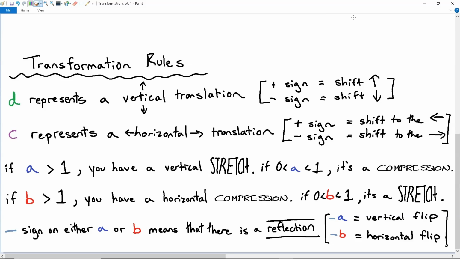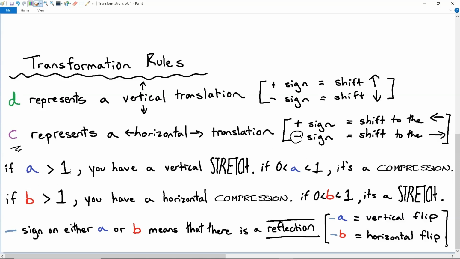When D is positive, we have a positive shift. When D is negative, we have a negative shift, or a downward shift. However, for C, that is the exact opposite, where if we have a positive value, we're having a shift to the left, making our x values more negative, and vice versa with a negative sign.